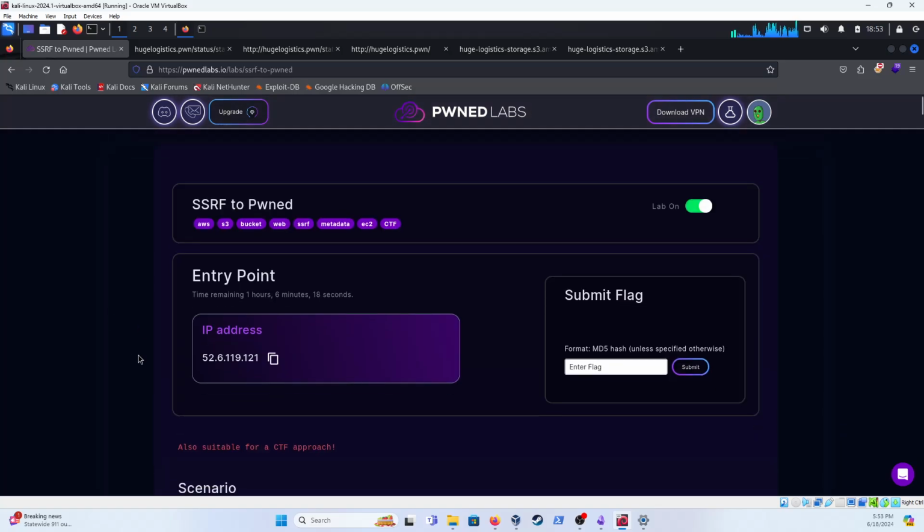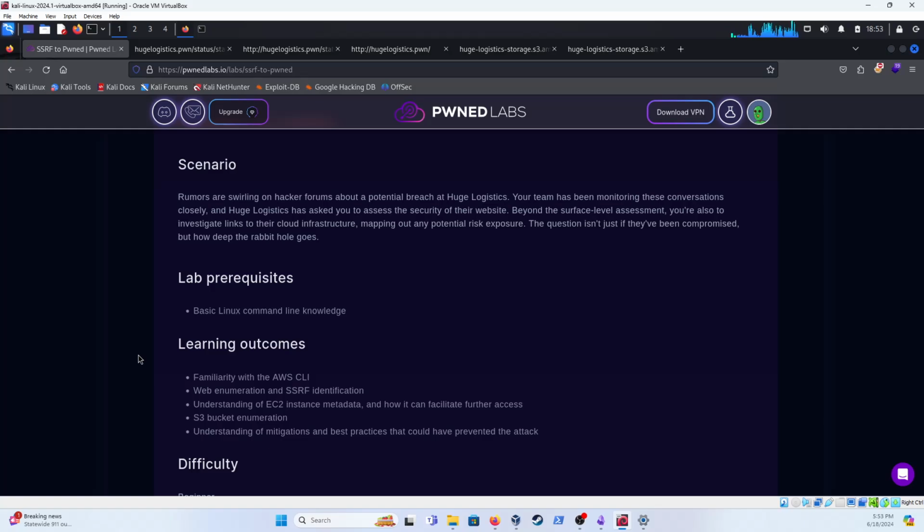But let's read some of the real-world context and scenario information first. So, rumors are swirling on hacker forums about a potential breach at Huge Logistics. Your team has been monitoring these conversations closely, and Huge Logistics has asked you to assess the security of their website. Beyond the surface-level assessment, you're also to investigate the links to their cloud infrastructure, mapping out any potential risk exposure. The question isn't if they've been compromised, but how deep the rabbit hole goes.